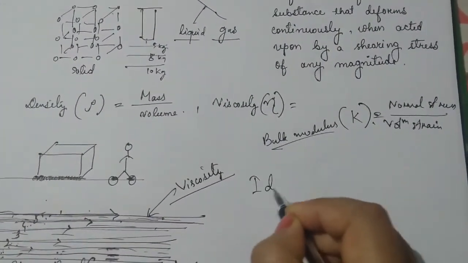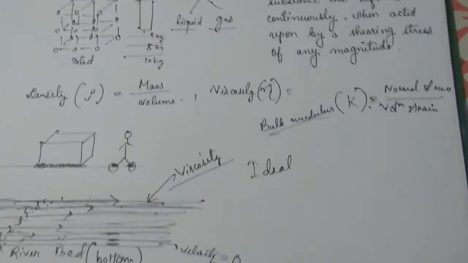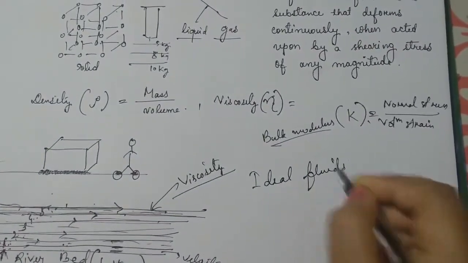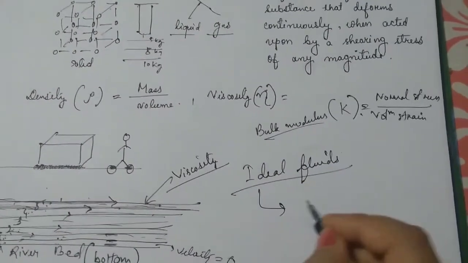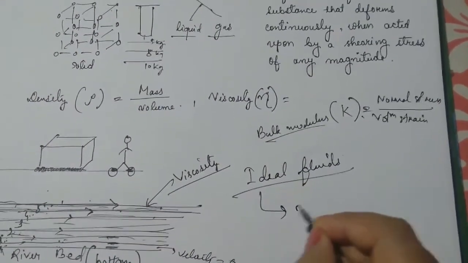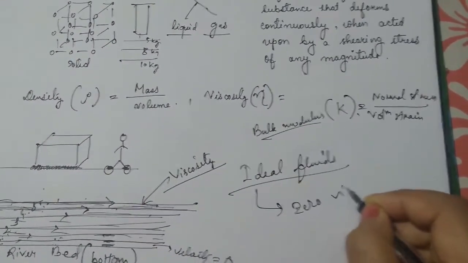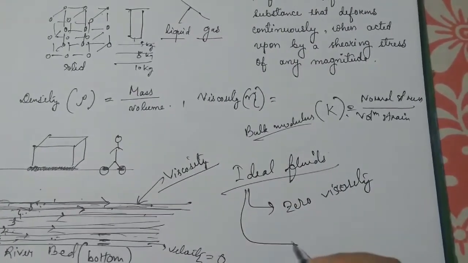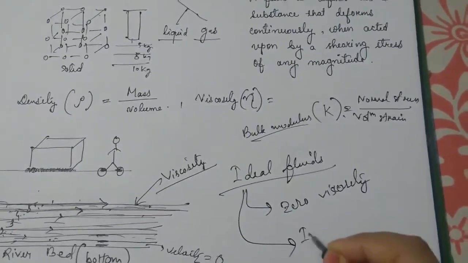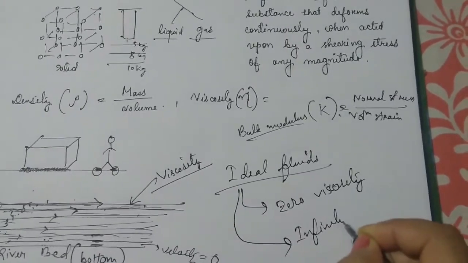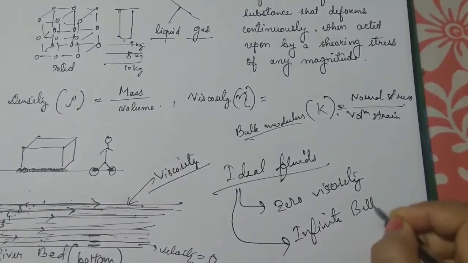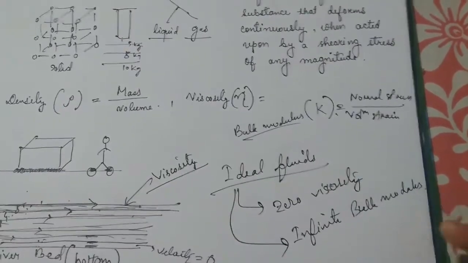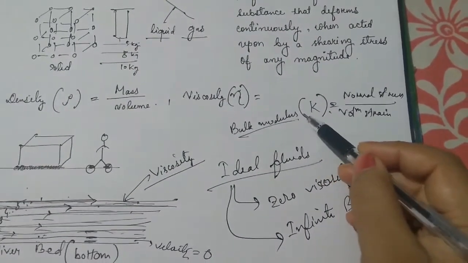So it is said that, for all the discussion that we are going to do here, we will consider ideal fluids. So ideal fluid means what? It has zero viscosity. And next thing is that it should have infinite bulk modulus. What does it mean? I will tell you. This is infinite means what?